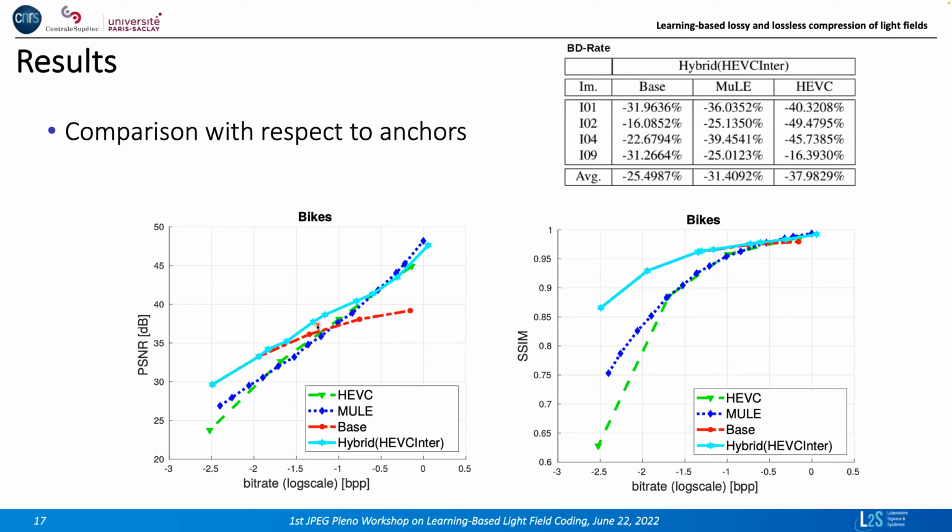And in cyan here we have the proposed method, the hybrid approach, and you see that this gives you better performance over a wide range of bit rates. And this was confirmed on all the test set. So the gains are quite impressive.